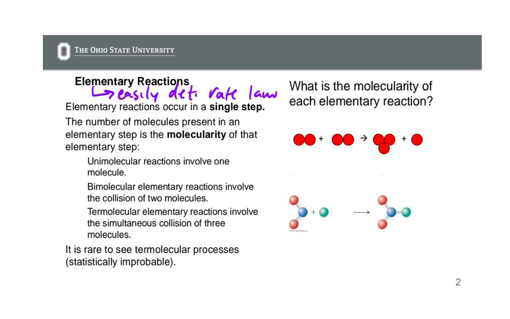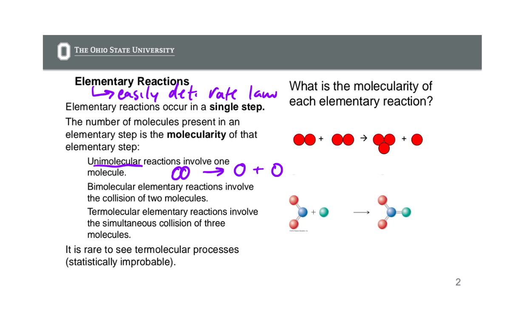The number of molecules that are needed to make a reaction happen is what we refer to as the molecularity of that reaction. So if we have one molecule involved in that reaction, it's a unimolecular reaction. If we have, for instance, we'll use some spheres, here's one molecule, and it decomposes into two things. That is a unimolecular reaction.